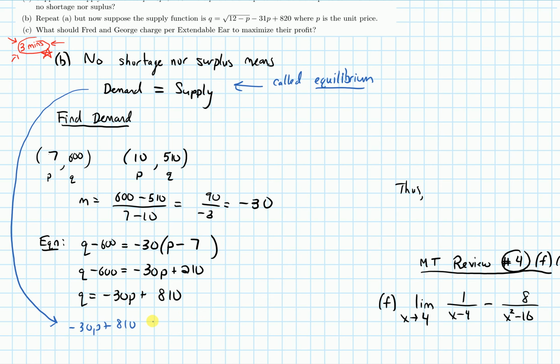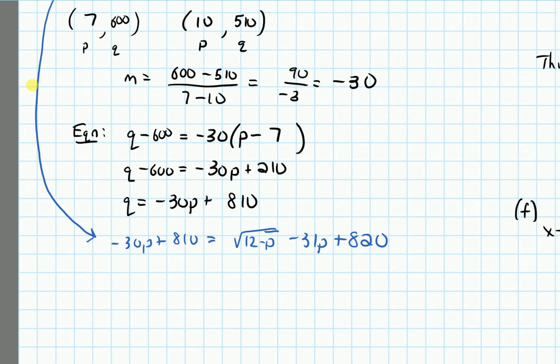And that's going to be equal to the supply, and the supply is square root of 12 minus p minus 31p plus 820. All right, so we have this equation that we need to solve.